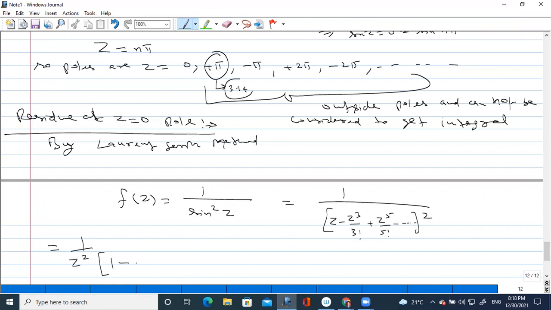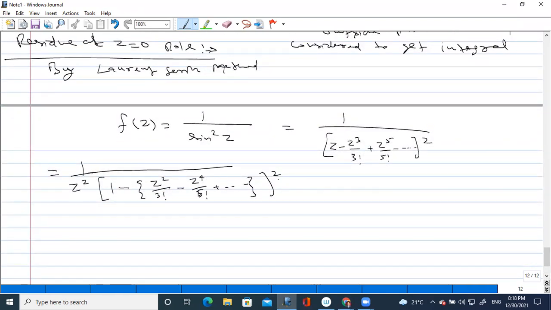And what is left here? That will be 1 minus, what is left here? z square by factorial 3, and minus z to the power 4 by factorial 5 and plus dot. So this box will work like x. So it is 1 minus x to the power 2. Okay. So now it goes in the denominator, that power will become minus 2. So it will become 1 upon z square into 1 minus z square upon factorial 3 minus z to the power 4 by factorial 5 and plus dot, to the power minus 2. Okay, so then it will be written as 1 minus nx, like this.